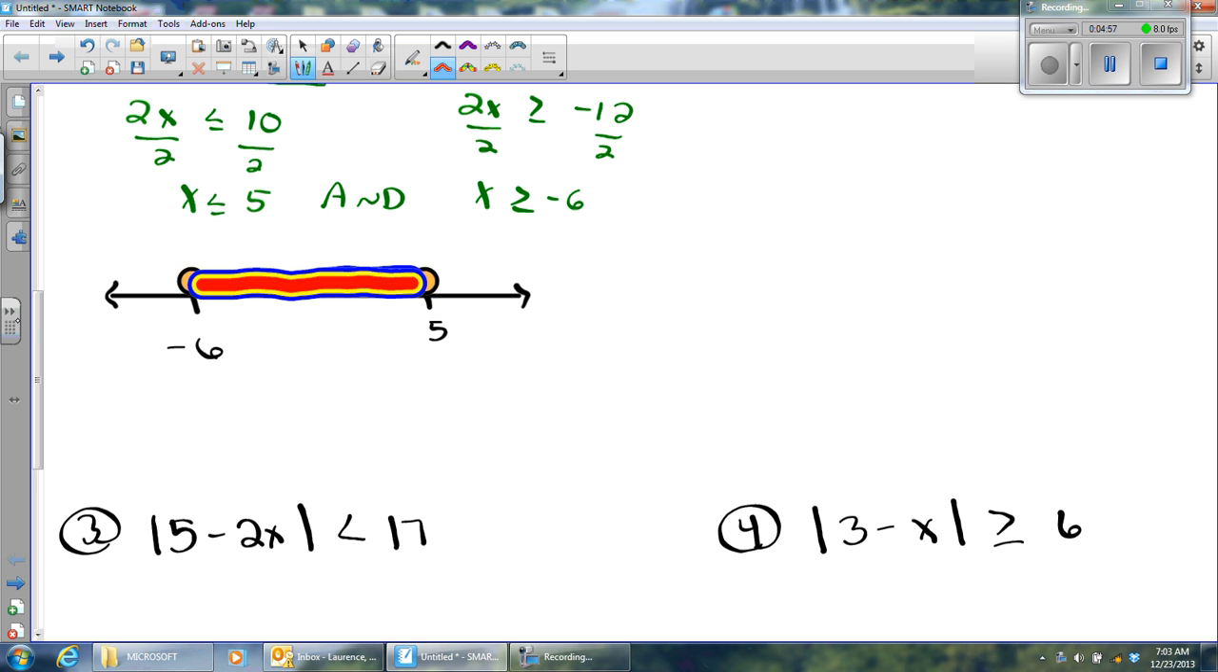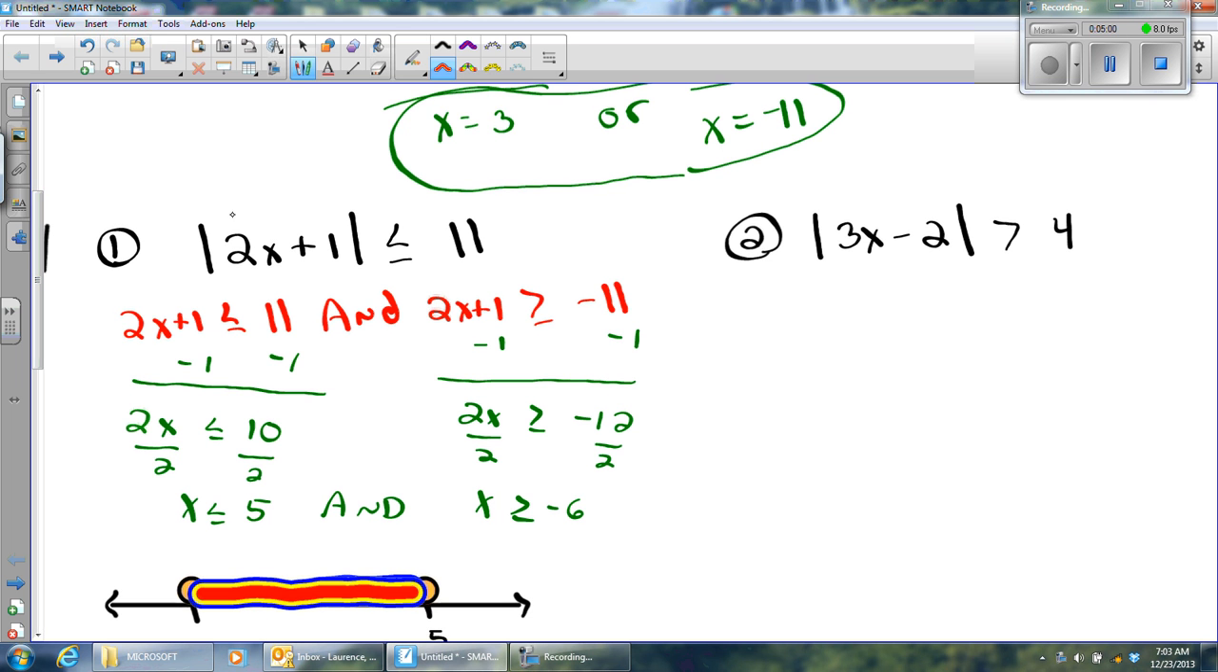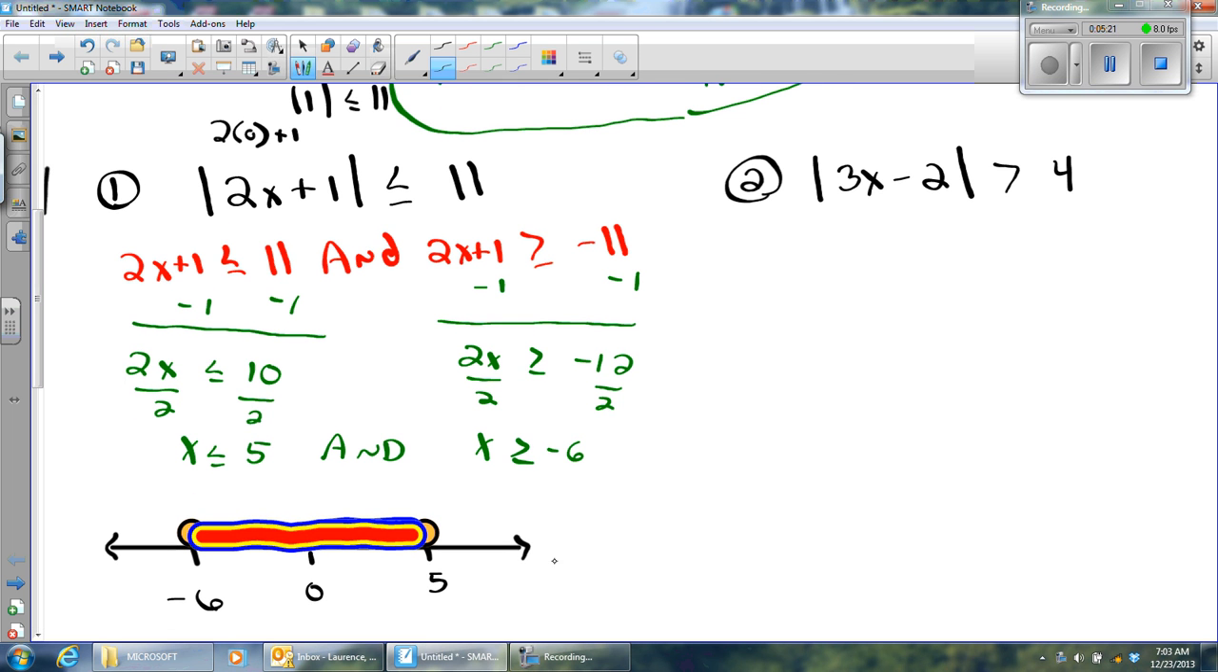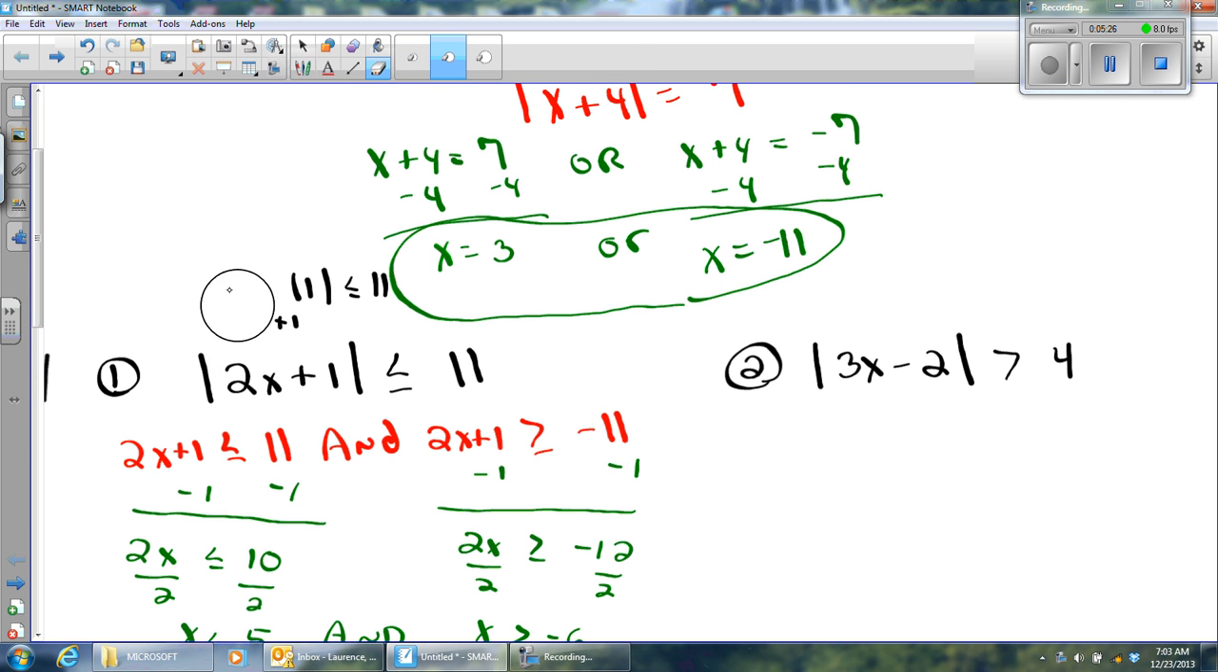If I test it, pick a number in between there, say like 0. 2 times 0 plus 1, well, that's going to equal 1, right? Is the absolute value 1 less than or equal to 11? Sure it is. But if I pick a number outside that range, say like 10, 10 would be over here, right? Watch what happens when I put 10 in. I get 2 times 10, which is 20, plus 1, I get 21. Is the absolute value of 21 less than or equal to 11? No, it's not. Okay, so it's really easy to test.